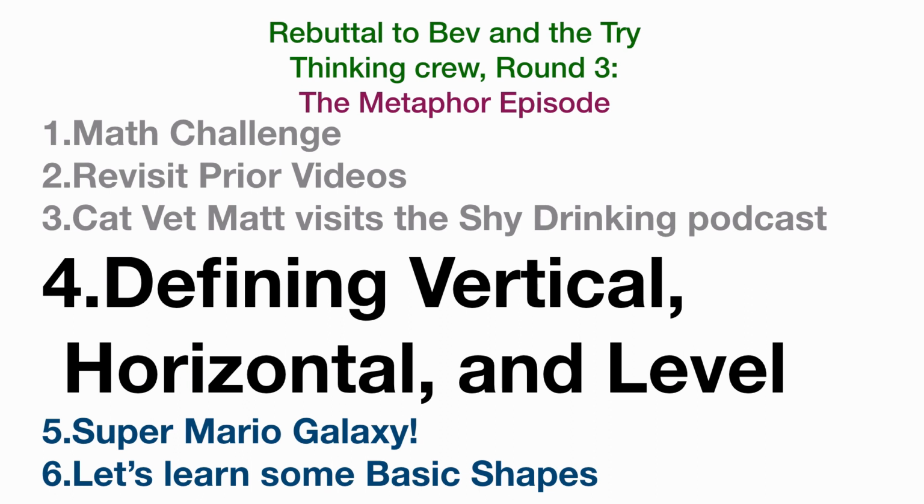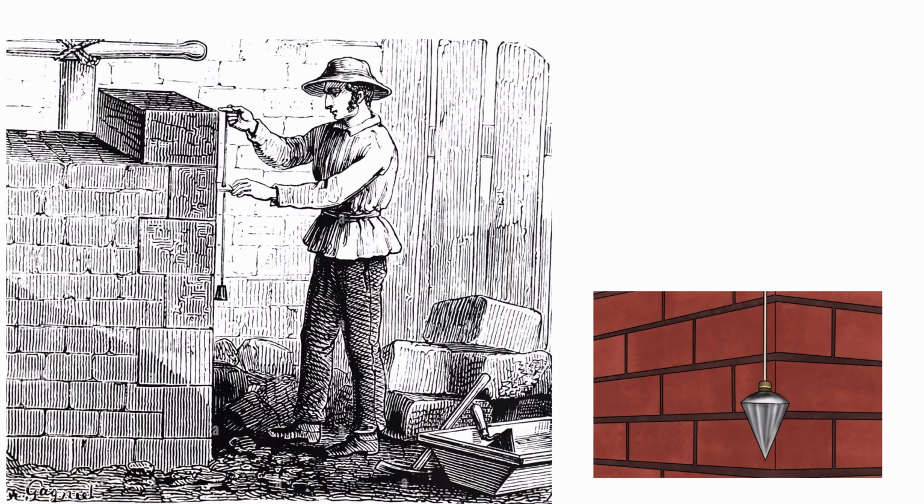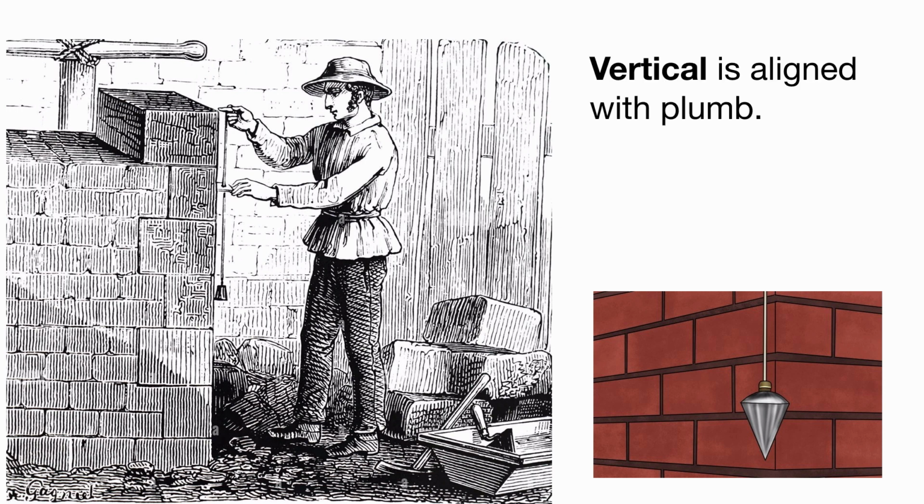Part 4. Defining vertical, horizontal, and level. Here's a question. Do you agree with these two definitions? Vertical is aligned with plumb. The string of a plumb bob at rest is vertical.